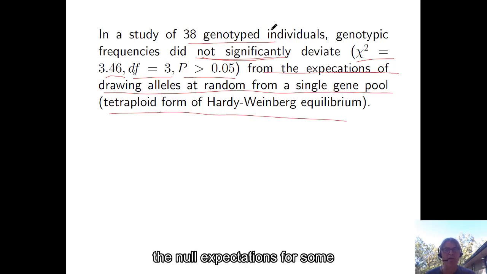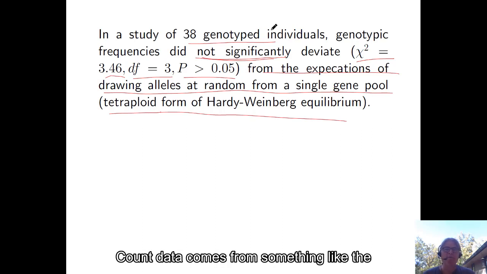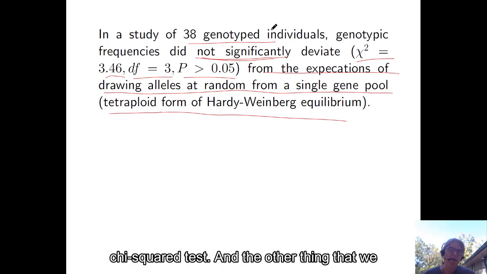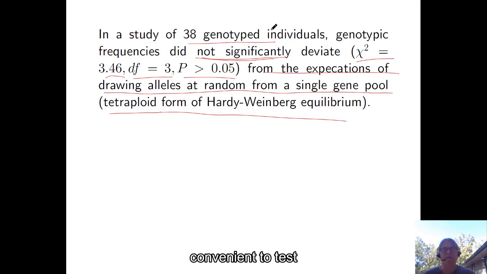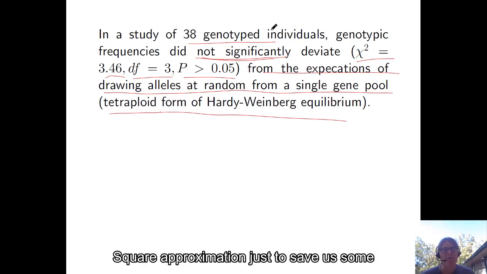So very frequently the null expectations for some count data come from something like the binomial, and then we can test it using the chi-square test. And the other thing that we started out the lecture with was that sometimes it's more convenient to do a binomial test by using a chi-square approximation, just to save us some computation.